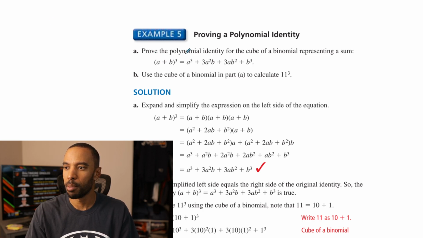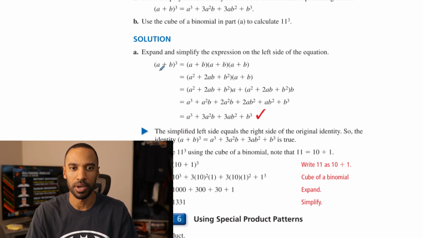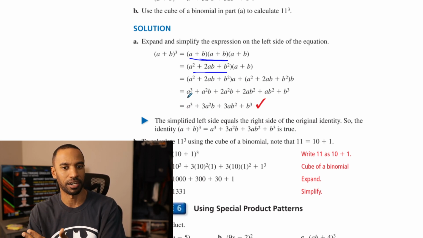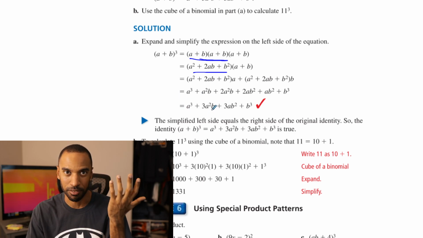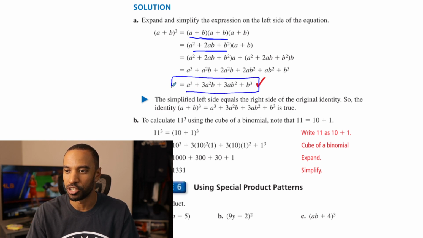All right, proving a polynomial identity. Oh, they're going to do it right now. Let's prove that a plus b cubed is it. So they start with a plus b cubed is a plus b times a plus b times a plus b. They take 2 of these, make it the perfect square trinomial, and then they do the distribution. They get there. I didn't know they were going to do that. I haven't looked at the lecture yet. So there's the proof. It gets to that stage.